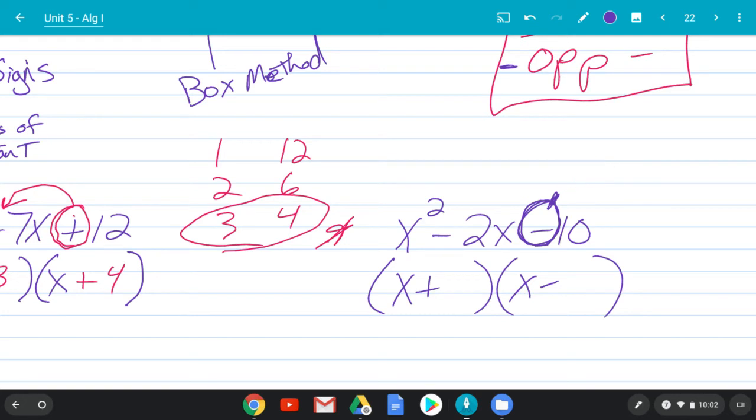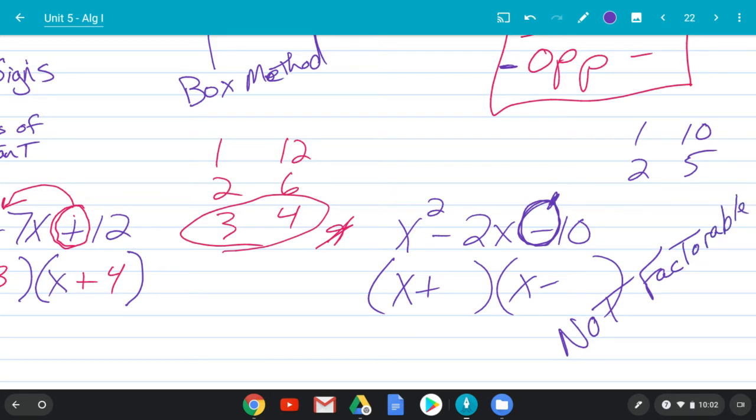Now, I can list my factors of 10. 1 and 10, 2 and 5. Is that it? Yeah, that's all the factors of 10. Which of those come together to get me a middle number of 2? None of them, right? That's a real thing. This is called not factorable.